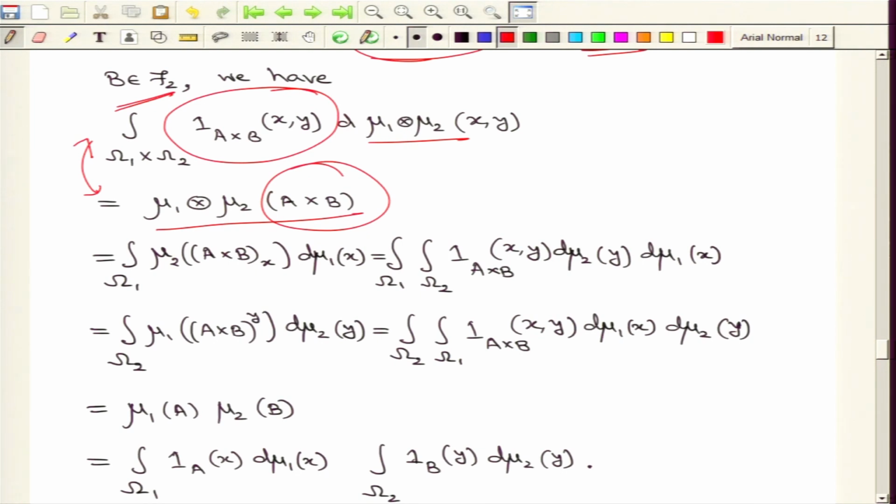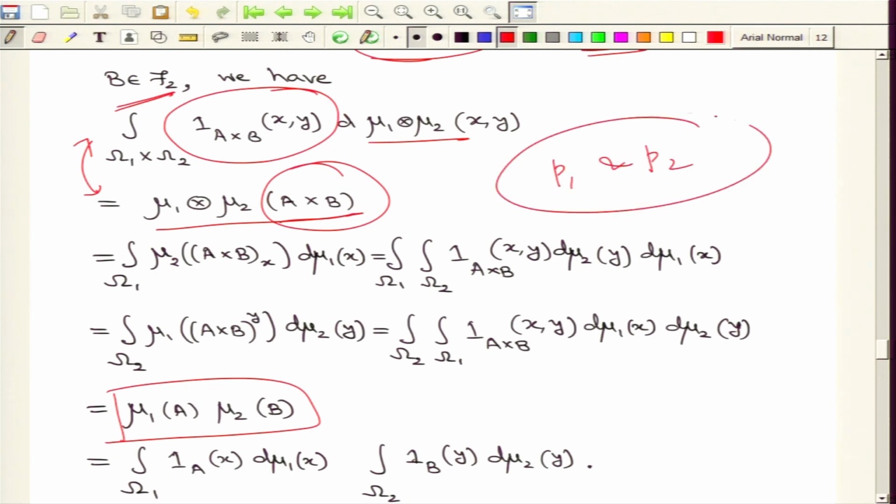But now, mu1 tensor mu2 of A cross B can be further identified with this product of the numbers, and these are also identified with the measures P1 and P2 as we have discussed earlier. Now, if you recall these definitions of P1 and P2, then you will have to use the sections. But remember, we are using this product type sets A cross B and we will therefore have to use the sections of A cross B with point x and point y coming from the first set and the second set respectively. And then if you recall the definitions of P1 and P2, you will end up having these expressions at hand.